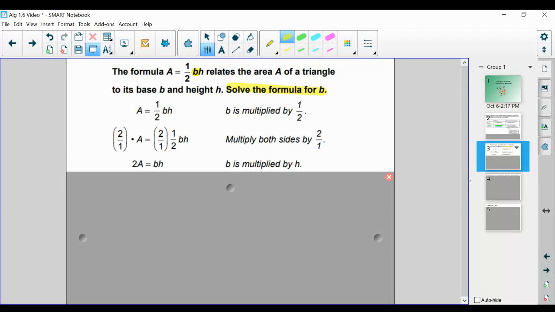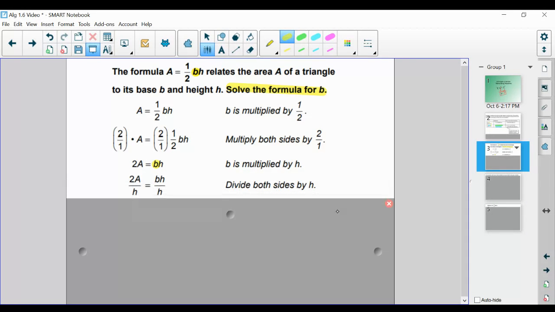Now we notice, okay, well, hey, B right now is not isolated. It still has another variable with it. So it has something else there. B is currently getting multiplied by H. So we think to ourselves, okay, if it's currently getting multiplied by H, we have to divide both sides by H.